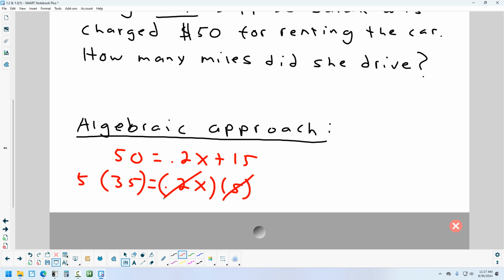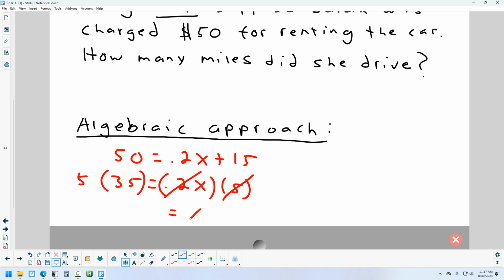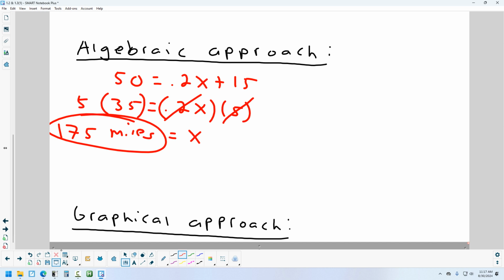5 times 0.2 is 1, so now we have 1x. And 35 times 5 is? Yeah, 175. Yep, and what is that? 175 miles. Okay, so algebraically, that's how you can solve that one.